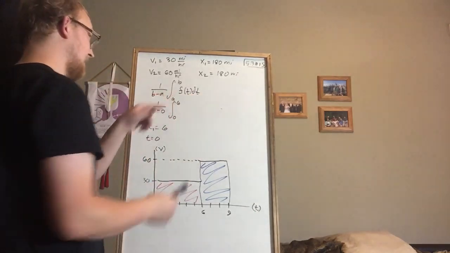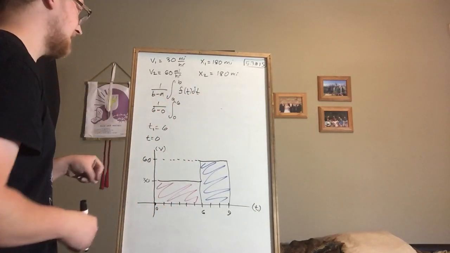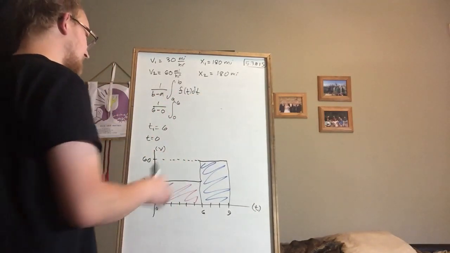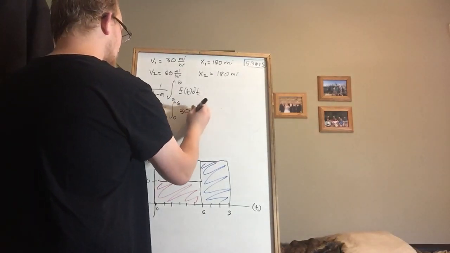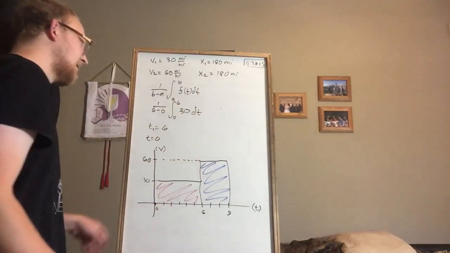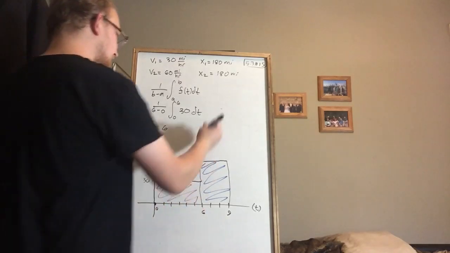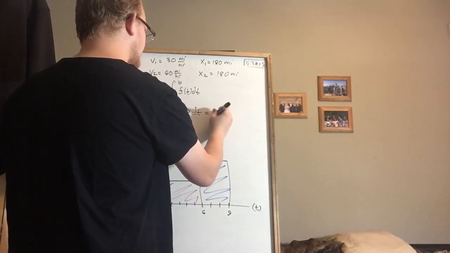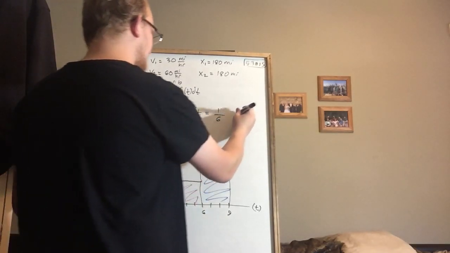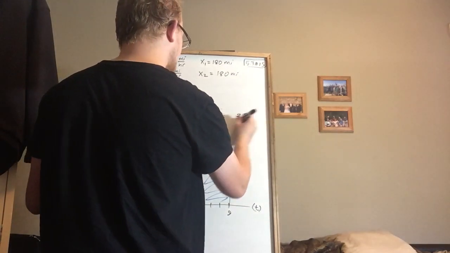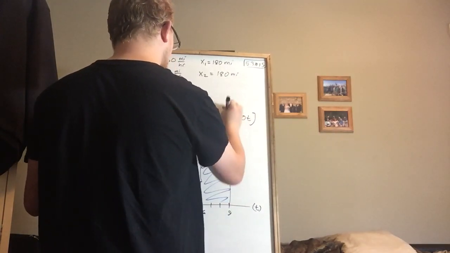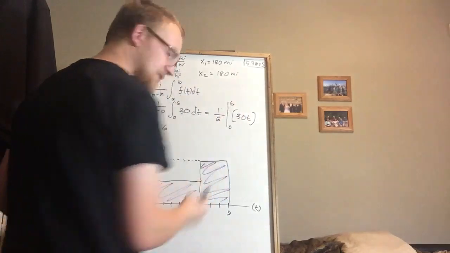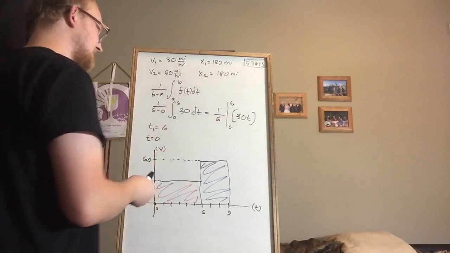From 0 to 6 hours of our function of t, which is velocity of t, is 30 dt. So when we simplify and take our antiderivative, we'll get 30t going from 0 to 6 hours. And so we'll plug this in.